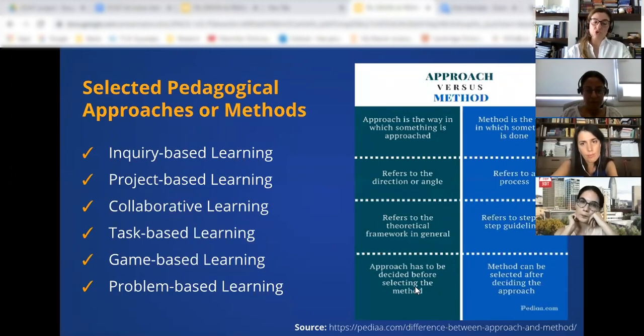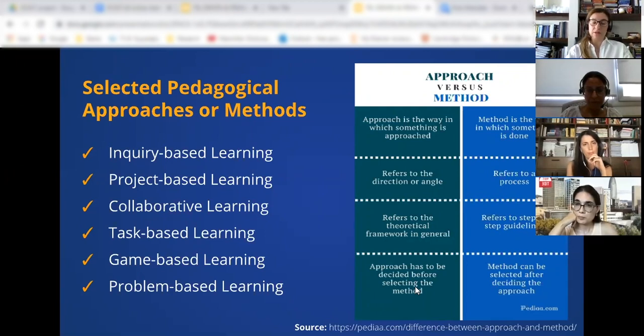A pedagogical approach refers to the angle from where you view the teaching and learning process, while a method refers to the process itself. An approach also refers to the theoretical framework in which pedagogy, let's say, is contextualized, while a method has to do mostly with the step-by-step guidelines. And finally, approach has to be determined before the teaching method, whereas usually a method is determined by the approach.